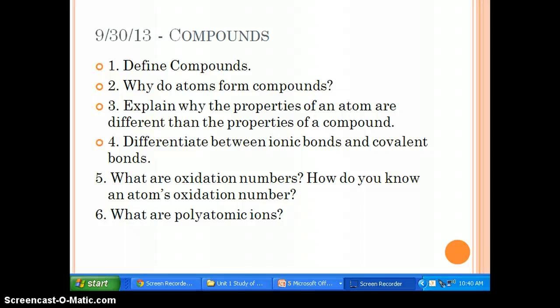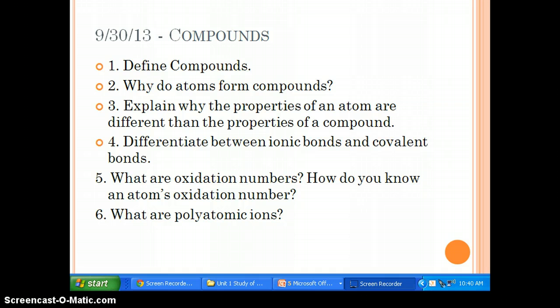Hello class. Today we're going to be looking at compounds. This is chapter 5, mainly section 1. And so these are the 6 questions we're going to be looking at today. Defining compounds, what they are, and we've already defined that in chapter 3, but we'll look at it again.